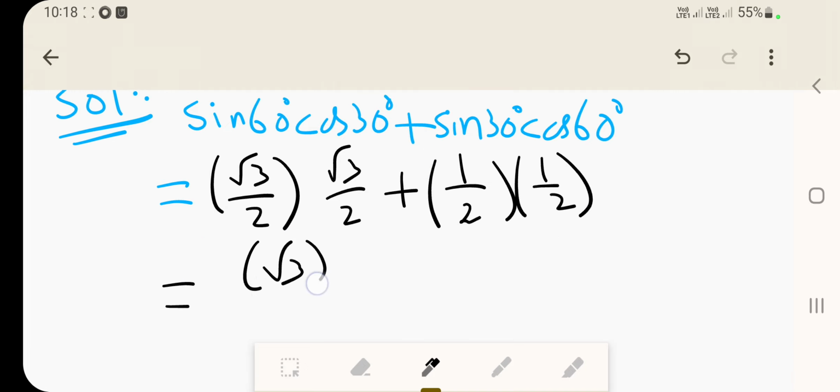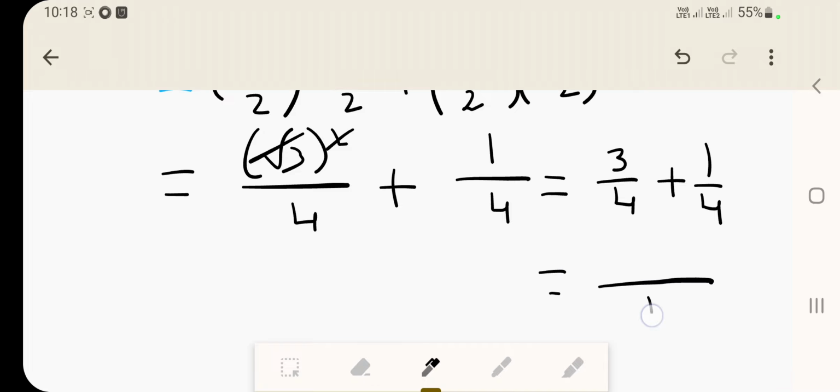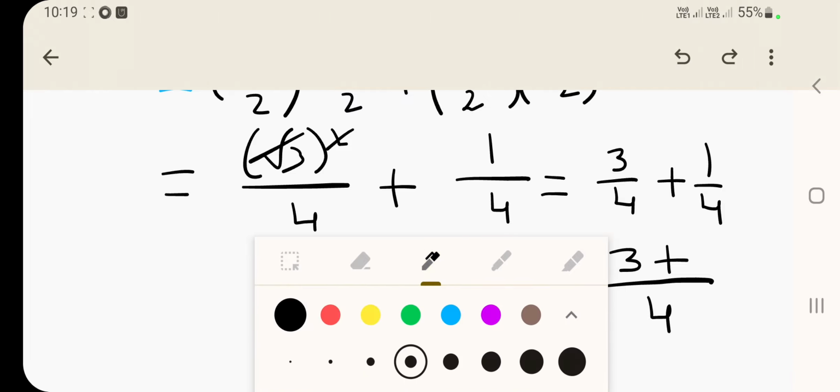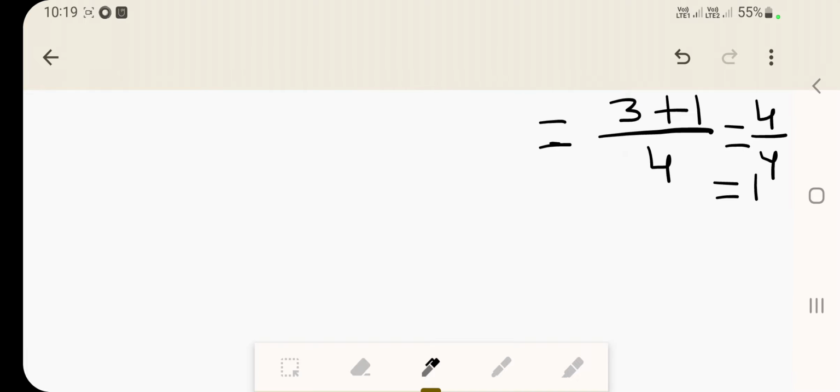Here root 3 square we get divided by 2 into 2, 4, and 1 by 2 into 2, 4 we get. The 2 and square will get cancelled, so we are left with 3 by 4 plus 1 by 4. So take the LCM, it is simple. 1 into 3, 3, plus 1 into 1, we get 1. So we get 4 by 4, and the ratio is 1. Now, in continuation, they have asked to evaluate also sin 60 plus 30.